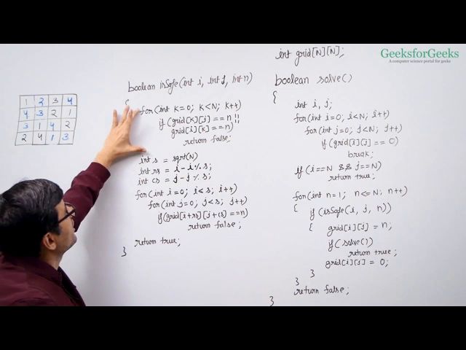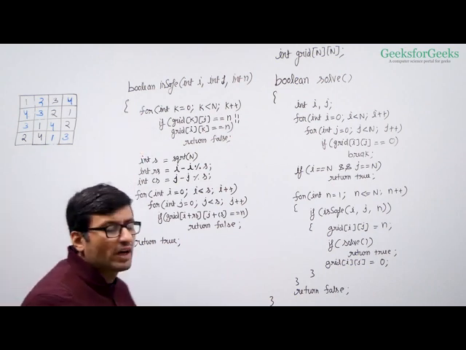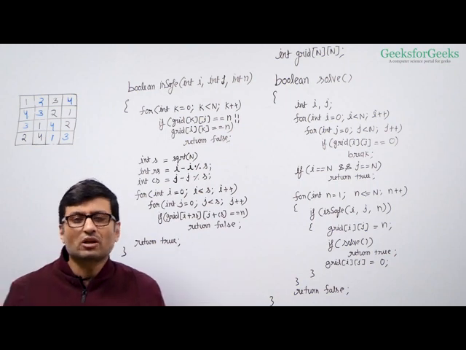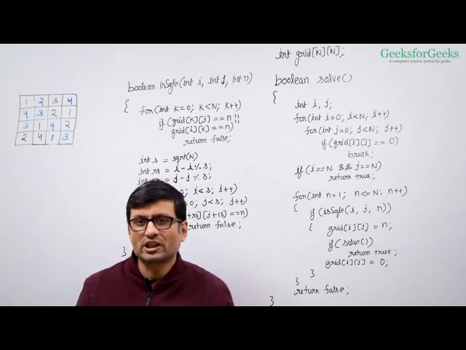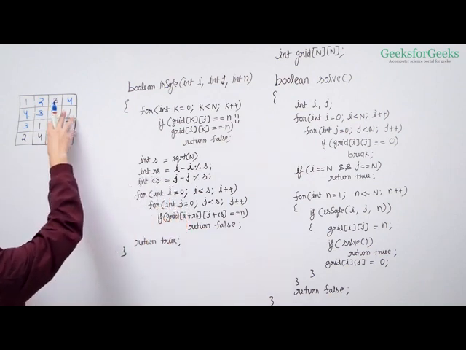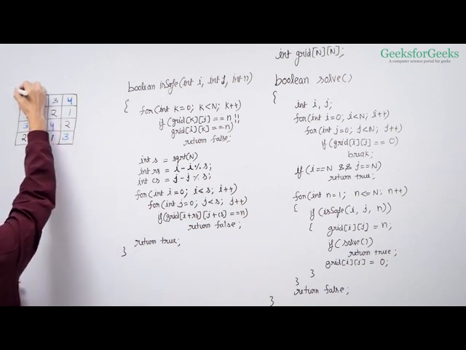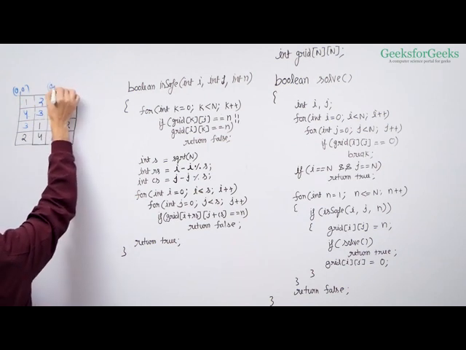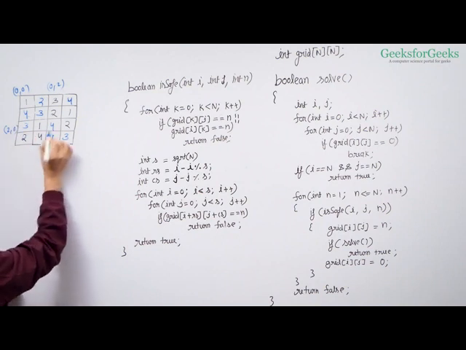If we do not find it in the current row and current column, then we check in the current grid. Now, how do I find coordinates of all the cells in a grid given a random cell? So the idea is this: every subgrid of size 2 cross 2 begins this way. See, this grid begins with 0, 0. This begins with 0, 2. This begins with 2, 0. And this begins with 2, 2.